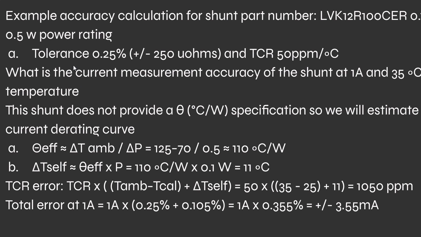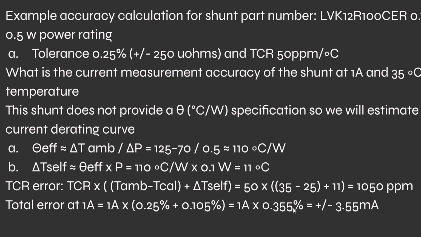So now, using our tolerance spec and our TCR spec, we can get the error or the tolerance of that shunt. So at 1 amp, I'm going to multiply 1 amp by our two percentages that we calculated. And so we multiply 1 amp by this, and it basically gives us plus or minus 3.55 milliamps. So that's the tolerance of our shunt based on the conditions we're using it in.